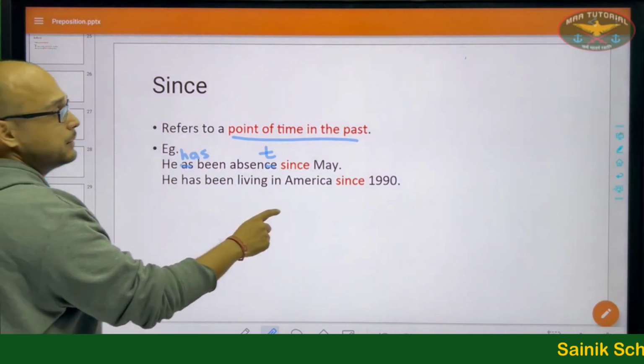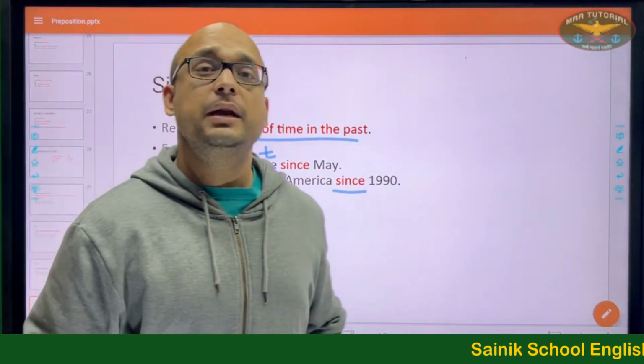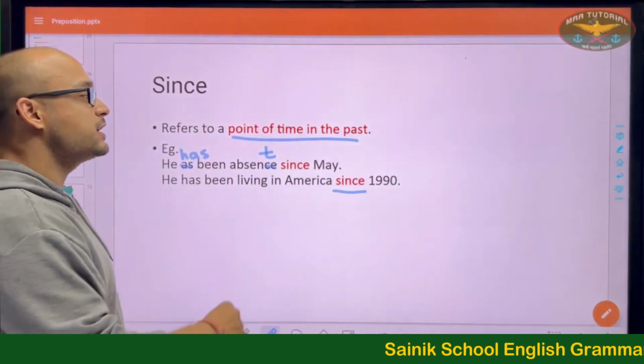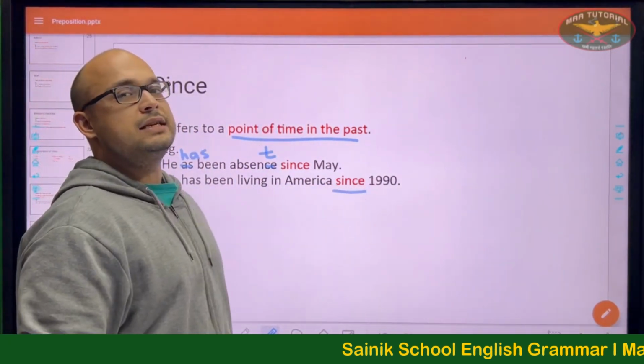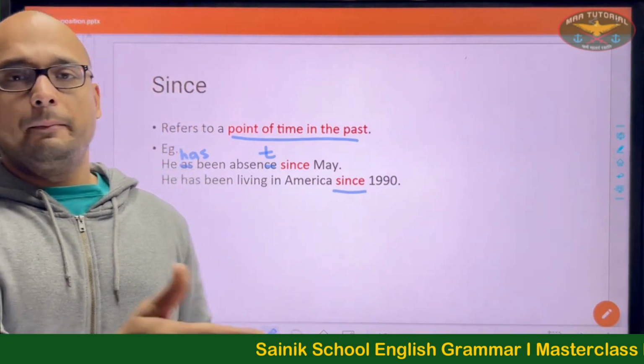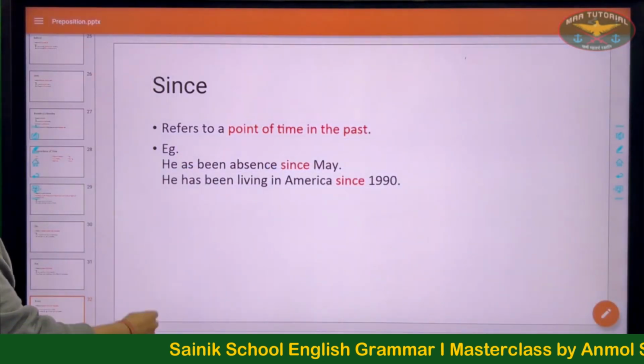He has been living in America since 1990. Now it's 2024. So he has been living for how many years? He's been living for 34 years in America. For 34 years, since 1990. Since a point of time, for a period of time. So since refers to a point of time in the past.